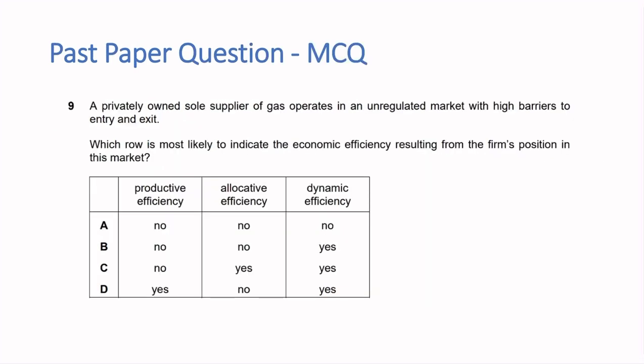Take a look at this past paper question. A privately owned sole supplier of gas operates in an unregulated market with high barriers to entry and exit. Which row is most likely to indicate the economic efficiency resulting from the firm's position in this market? Is it A, B, C, or D? I'm going to give you guys 1 minute to answer this question.